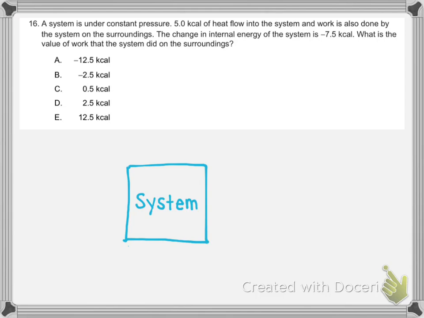Okay. Here in question 16, we're looking at a system where heat and work are being exchanged. They go ahead and tell us that 5 kcals, or kilocalories, of heat are flowing into the system. So it's going to be an arrow pointing in. It's entering. I mean endothermic process with a positive 5 kcal. And then they tell us that the delta E overall is equal to negative 7.5 kcal.